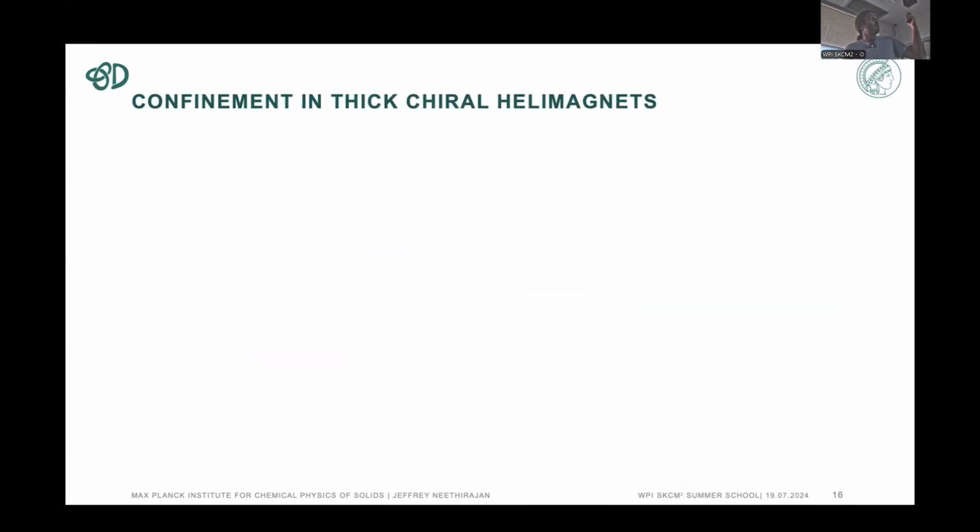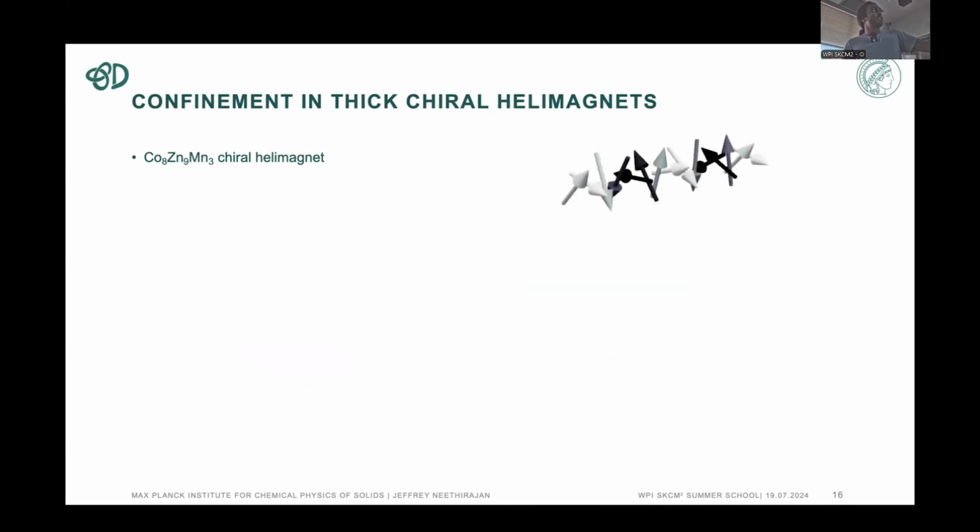Last but not least, before I conclude, I would like to show you our imaging on chiral helimagnets. Our test sample here was a cobalt zinc manganese chiral helimagnet, which orders around room temperature. Currently at the synchrotron, we're mostly limited to room temperature studies, so we're quite picky with our materials at the moment. Here, the spins point in a helical fashion. This is a schematic representing the helical orientation of the domains.